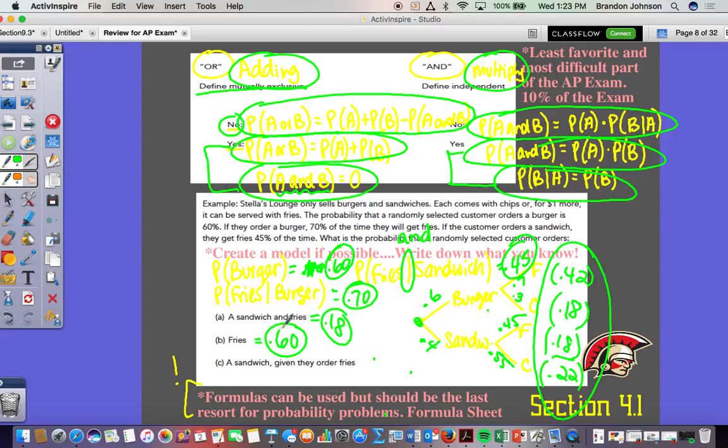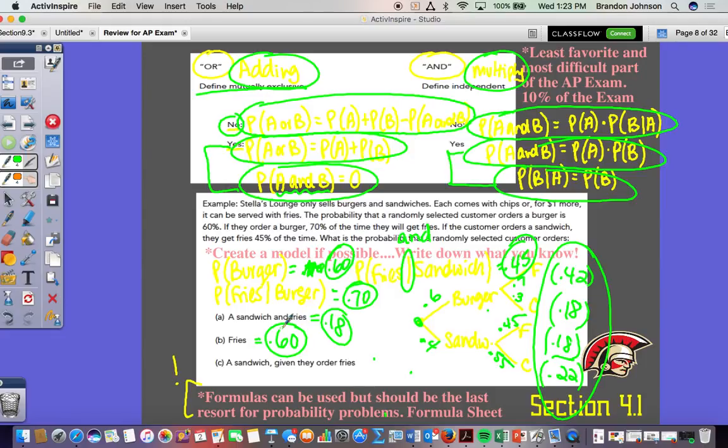What is the probability of getting a sandwich given they order fries? 0.18 over 0.6. Correct. Great job, Ella. Do you know how we did that? Maddie, you're kind of looking like you don't know. How did we get all of them? Back up? Yeah, you just have to write it down and I can figure it out.